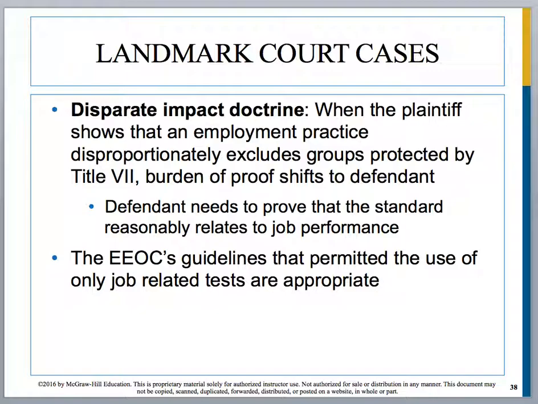And so the EEOC's guidelines permitted the use of only job-related test skills as deemed appropriate. So if there was a test, it had to deal specifically with the job at hand. It couldn't have anything to do with something that you just pulled out of the air to say this is what the test is going to be. It had to do specifically with the job. So you had to perform the task of the job in order to prove that you could do the job well.